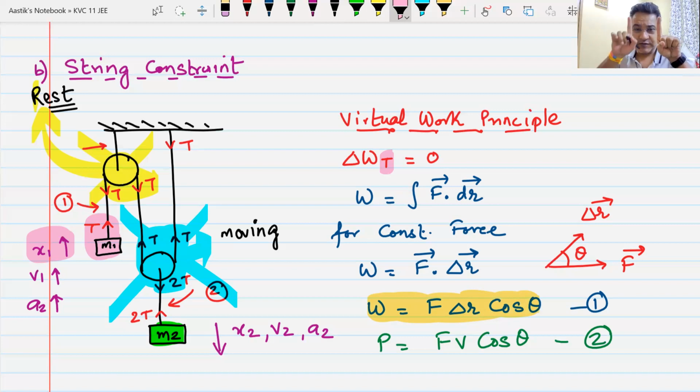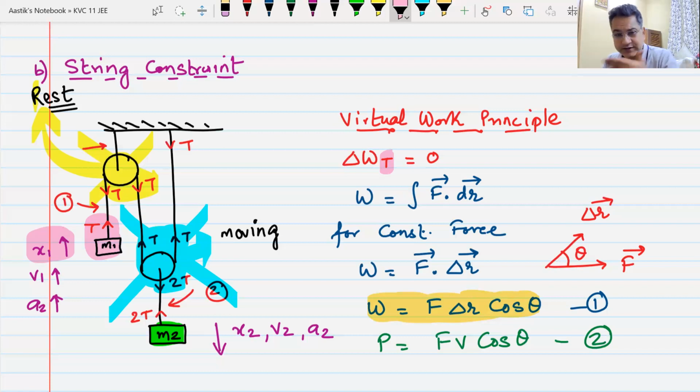Force is upward, displacement is upwards. What is the angle between them? Force is upwards, displacement is upwards. What is the angle between them? The angle is 0.